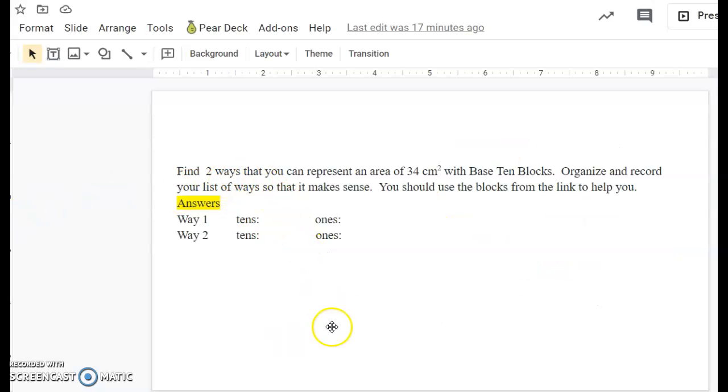And the last slide, find 2 ways that you can represent an area of 34 centimeters squared. So now you're going to use 34 base 10 blocks and write down 2 ways that you could make 34 base 10 blocks. Maybe one way is 3 10s and 4 1s. You decide how you want to create that 34 centimeters squared using the base 10 blocks.